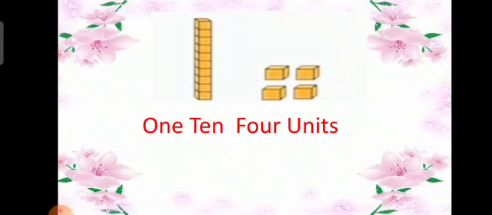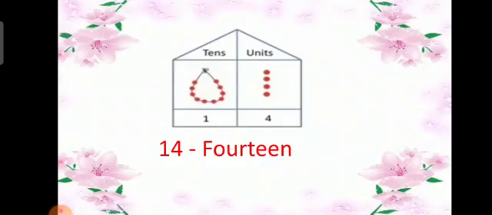In the houses of tens and units we are going to draw one string and 4 single units, meaning 4 single beads. So it becomes 1 ten and 4 units. 1 ten and 4 units means 14. What is the spelling of 14? F-O-U-R-T-E-E-N, 14.